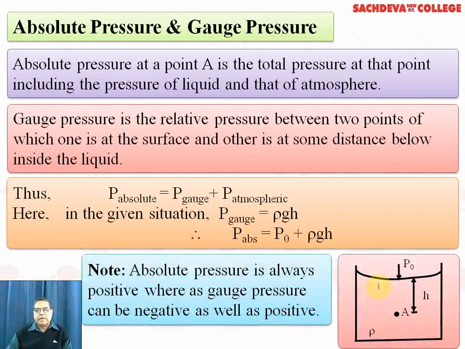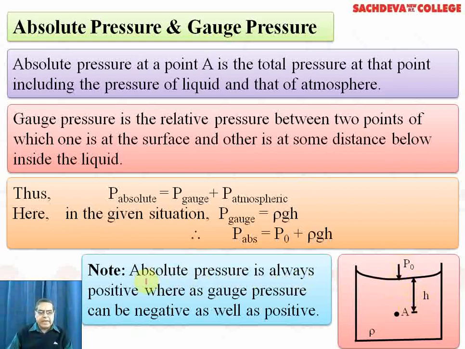Now we will further extend our idea of absolute pressure and gauge pressure. Absolute pressure at point A: we can see the figure. Point A is within the liquid. Atmospheric pressure P naught is acting, and the liquid pressure will be h rho g.